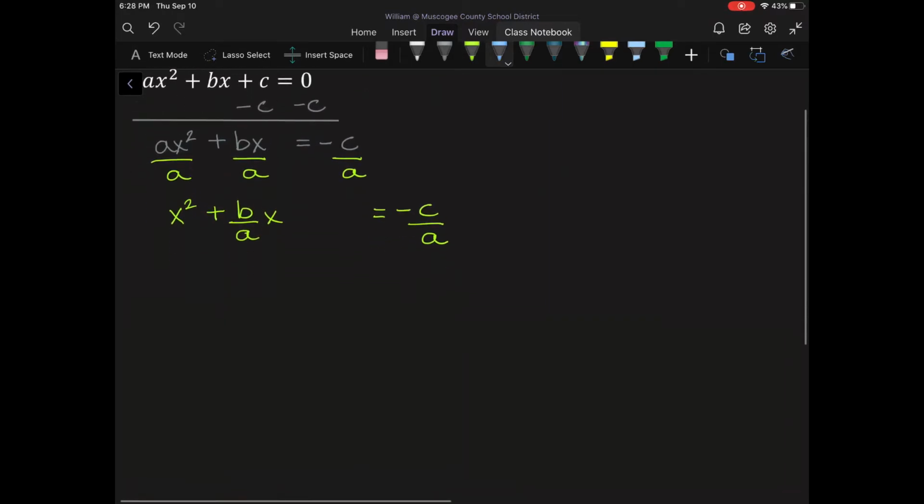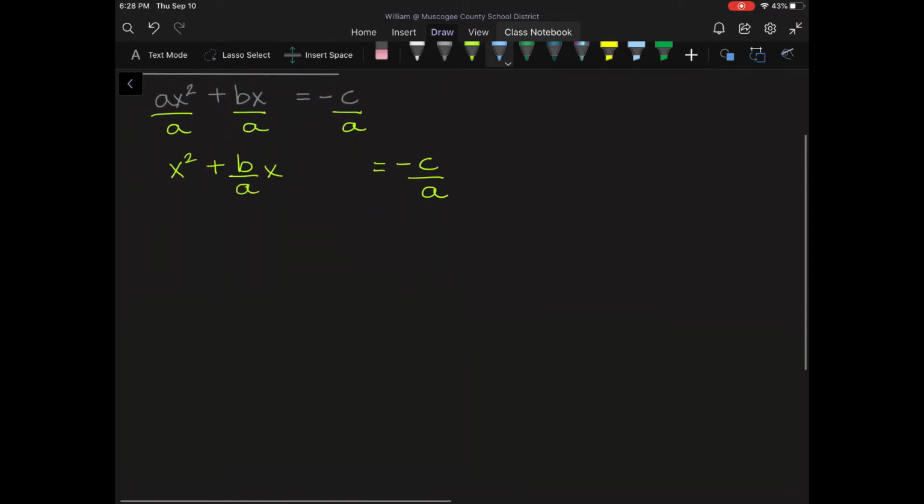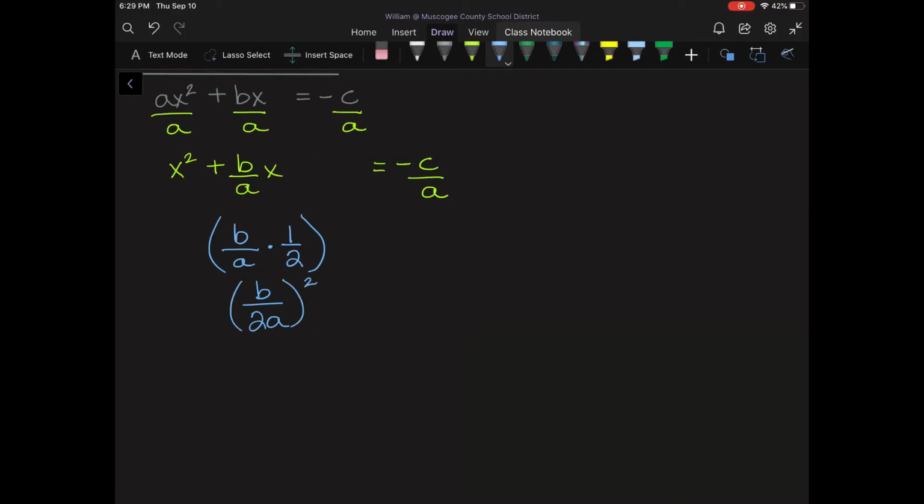So we know what we have to do is take this middle term, b over a, and we're going to have to half it. So dividing something by 2 is the same thing as multiplying by 1/2. So here, this would be b over 2a. So this is the first step. So we know we take the middle term, we half it, and we square it.